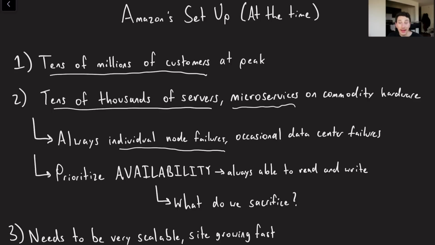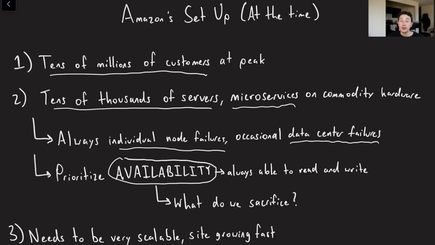And even more than that, what would be more catastrophic is a data center failure, which is going to take out multiple servers at once. So what Amazon actually looks to do here is prioritize availability. They want to build some sort of data store where you can always read from it and you can always write to it.